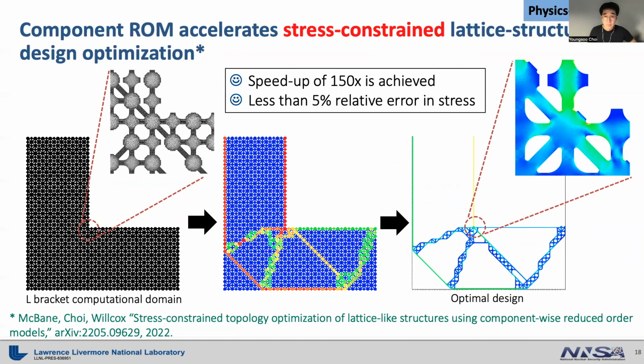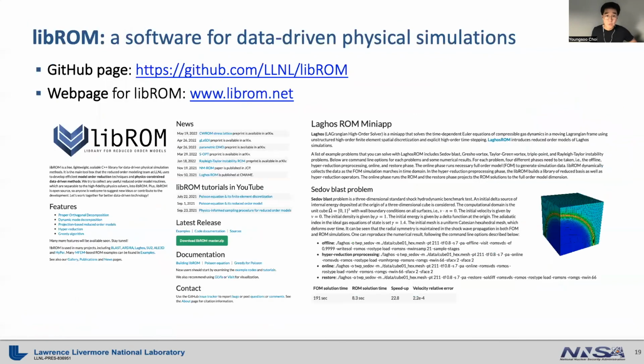As you can see from this zoomed picture, the component-wise reduced order model is able to bring high fidelity accuracy for stress quantities applied everywhere in the computational domain. The component-wise reduced order model has great potential to speed up multi-scale problems. All right, so much for physics-constrained projection-based reduced order models.